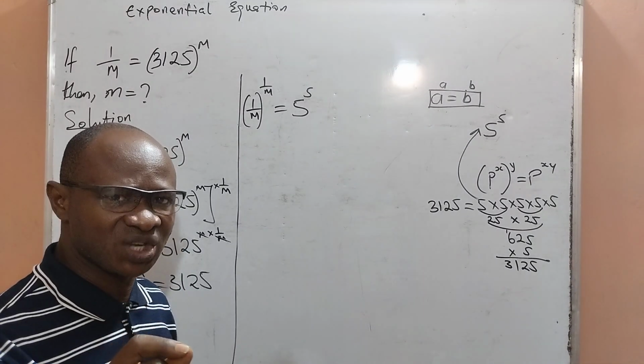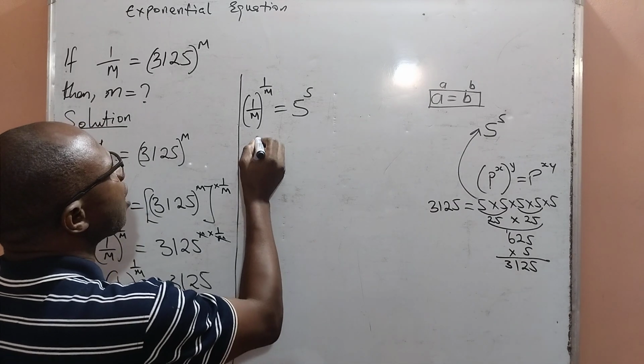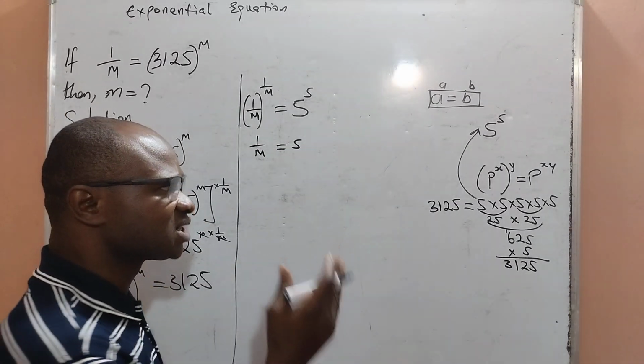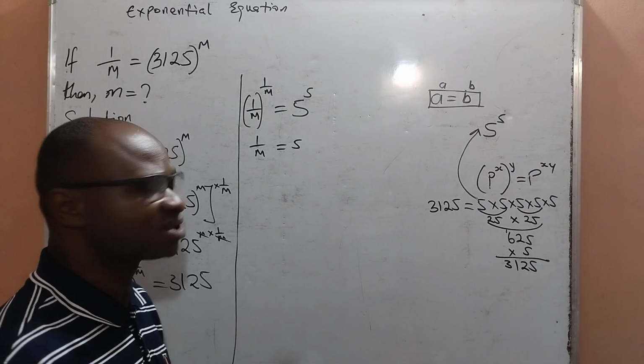Whenever it is like this in math, indices says that the bases should be equal. Therefore, 1 all over n should be equal to 5. That is the message. That is the law. That is what that law of indices is saying to us.